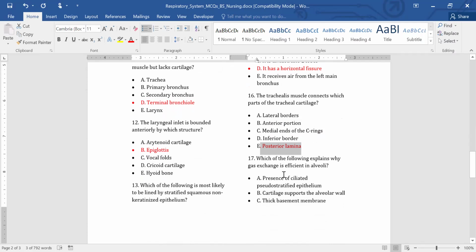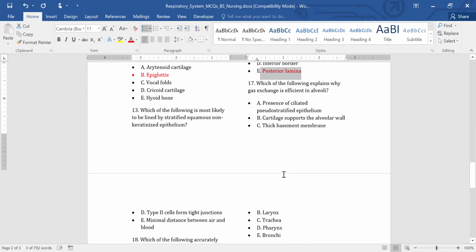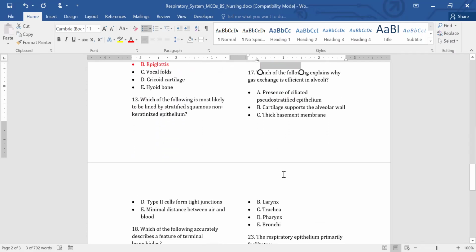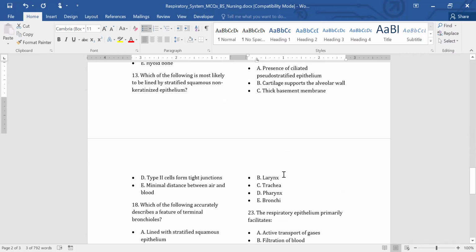Which of the following explains why gas exchange is efficient in alveoli? Presence of ciliated pseudostratified epithelium, cartilage supports the alveolar wall, thick basement membrane, type 2 cells form tight junctions, or minimal distance between air and blood. It is the minimal distance between the air and the blood.